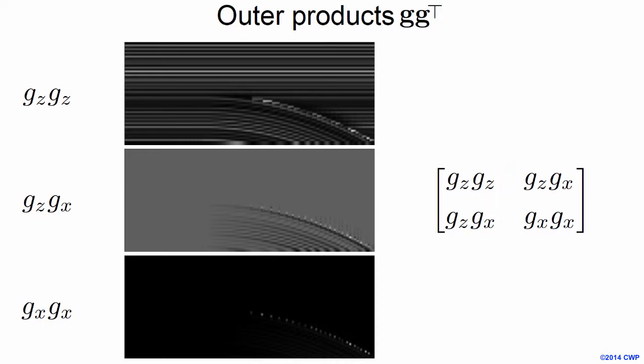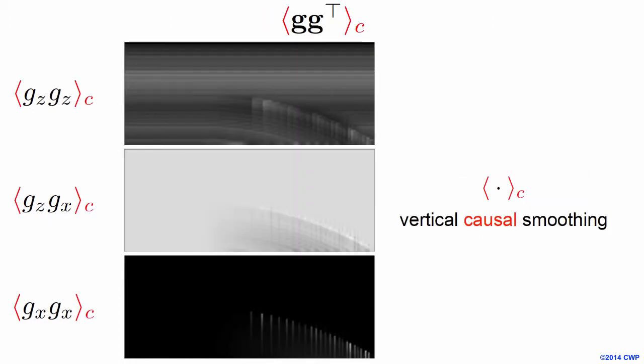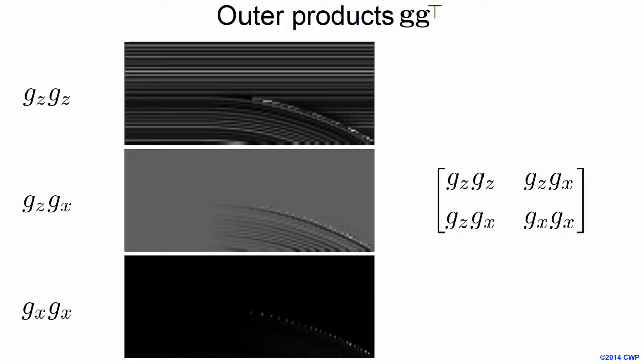In this outer product, there are 4 components, but only 3 of them are distinct. The first component is Gz times Gz as shown above, and the second component is Gz times Gx as shown in the middle. And the third component is Gx times Gx as shown below. Then we apply a vertical causal smoothing filter to each component of this outer product.